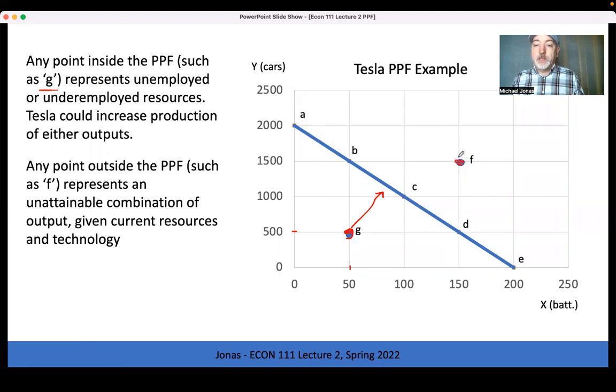And then all the points like F lying outside, above and to the right of the PPF, represent combinations of output that are desirable. You'd like to be able to produce more X and more Y, but are unattainable. Because again, think about the position of that PPF line as a brick wall. Once we get to that point, we've run out of resources, everything's being utilized, we can't increase from there.